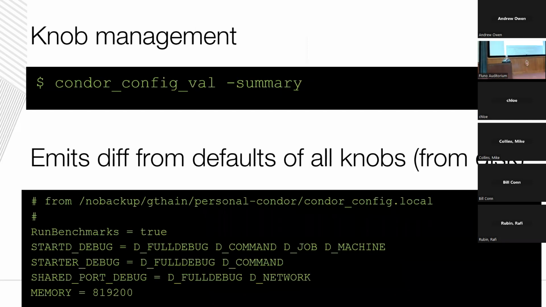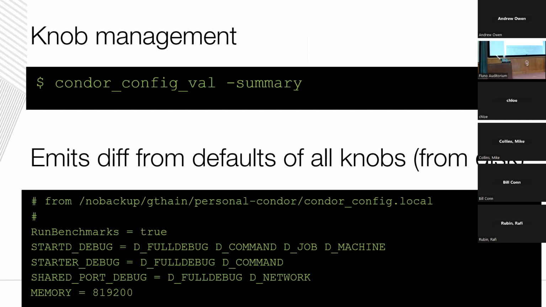What is Condor known for? Knobs. Oh, we got knobs. We've all seen how to use Condor config val, I think. Condor config val can take the name of a knob and it'll tell you its value. A subcommand of Condor config val I think not a lot of people know about is -summary. This will print out a diff of all the config knobs that you have changed that are different from the defaults. Very, very handy.